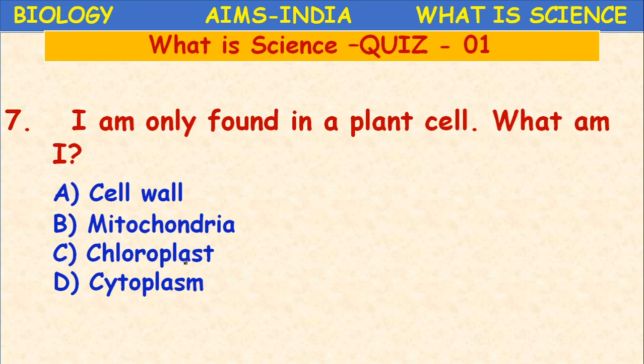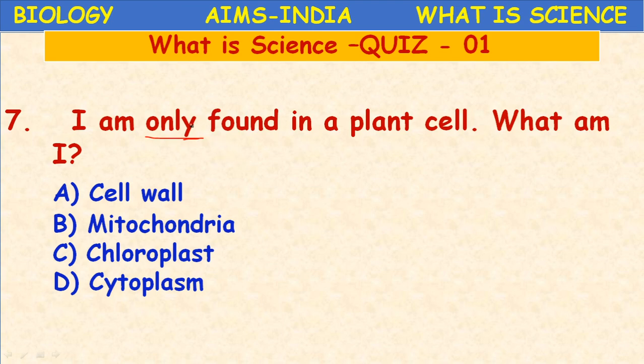So analyze the question, read the question twice, otherwise we will commit mistakes. I am only found in plant cells. What am I? Here, cytoplasm is found in both plant cell and animal cell, chloroplast is found in plant cell, mitochondria is found in both plant cell and animal cell, cell wall is found in plant cell.